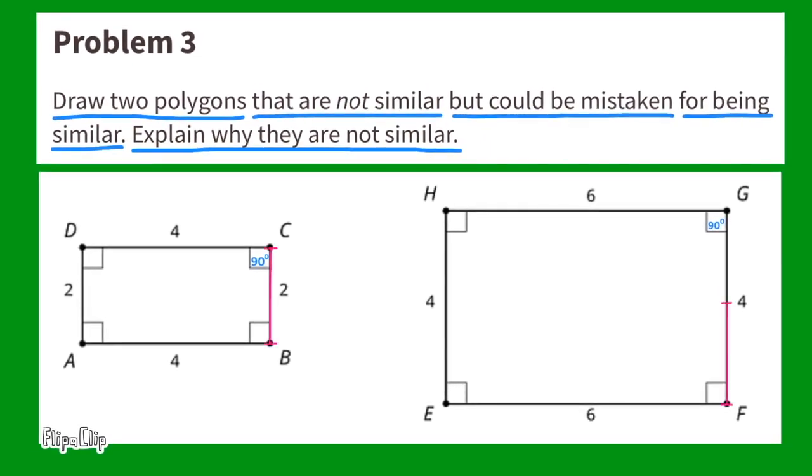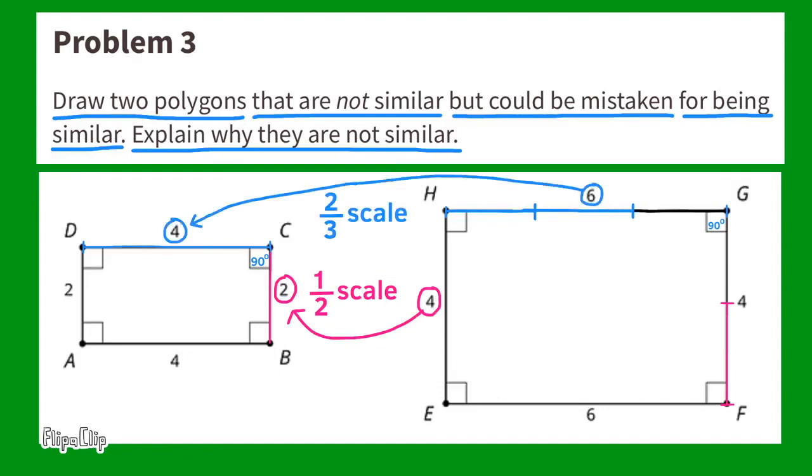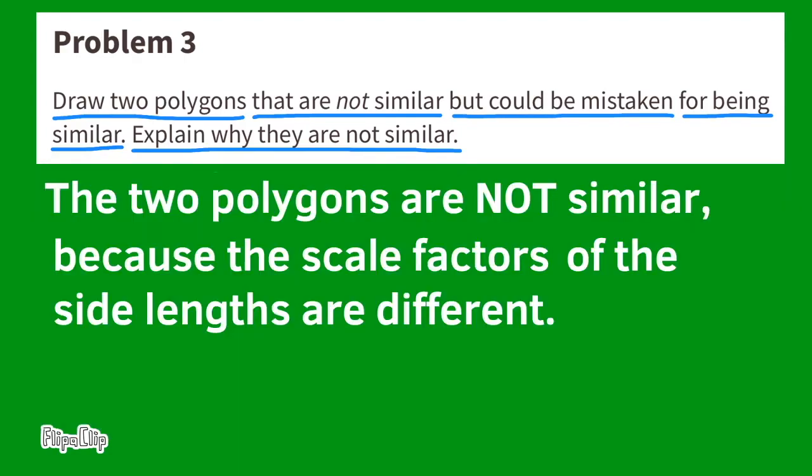Line segment BC is 1/2 scale factor of line segment FG, and line segment CD is 2/3 scale factor of line segment GH. Here's another look. 2 is 1/2 of 4, making a scale factor of 1/2, and 4 is 2/3 of 6, making it a scale factor of 2/3. The two polygons are not similar because the scale factors of the side lengths are different.